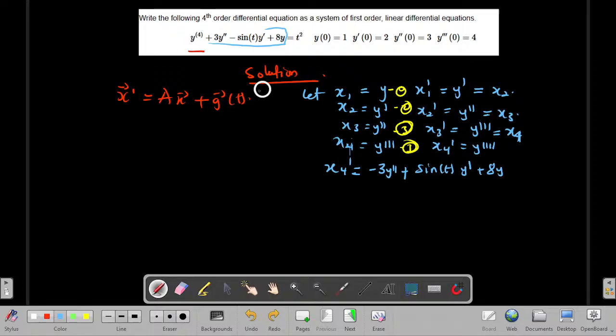So I have 8y, so that will be minus 8y. Minus 8y. So I have minus 8. Then I have already t squared is on the right side, so plus t squared.